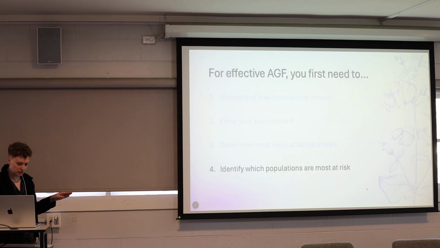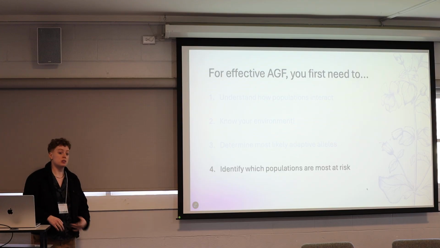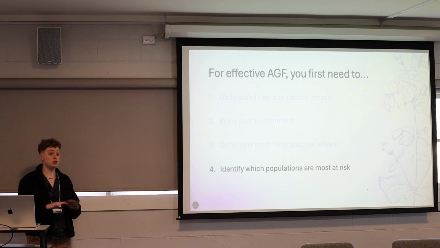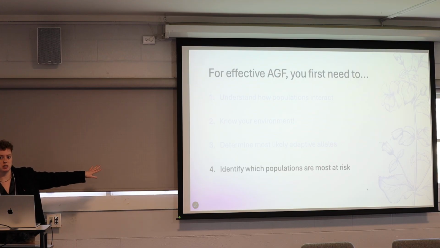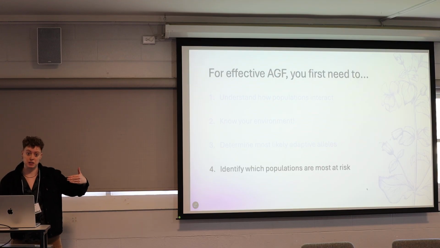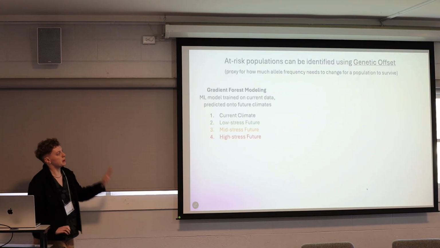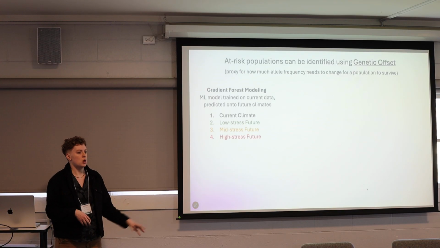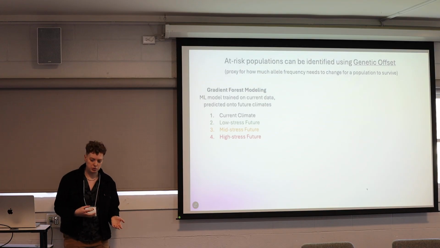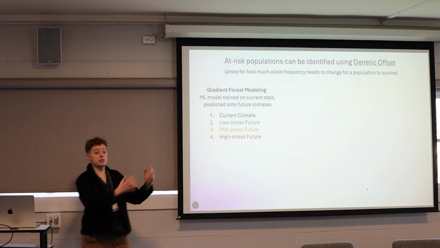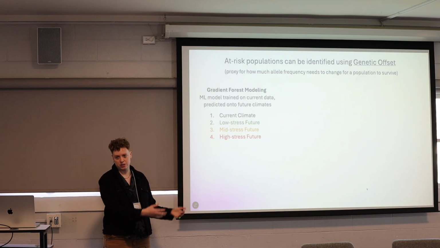And then that takes us to our last little bit, which is identifying which populations are most at risk. So there's a bunch of different ways that people have talked about it so far. All of those are valid. You should do all of them. I actually think the one I'm showing you is not enough to do without also doing the others. But using our genetic data, the way we generally do this is by looking at something called genetic offset, which is a proxy for an estimation between what the difference is between the allele frequency you have now and the allele frequency you need to have to survive in the future.